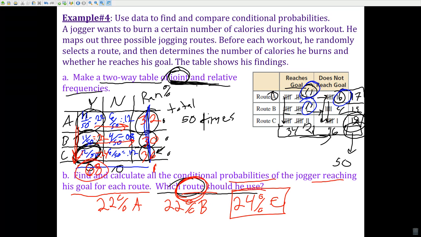Sometimes they'll ask you that. 68% of the time he reached his goal. That would be the most interesting of all of it, right? How many times did he reach his goal? 68% of the time. This is 32. And it all adds to 1 or 100. Great. All right, that is the two-way table.